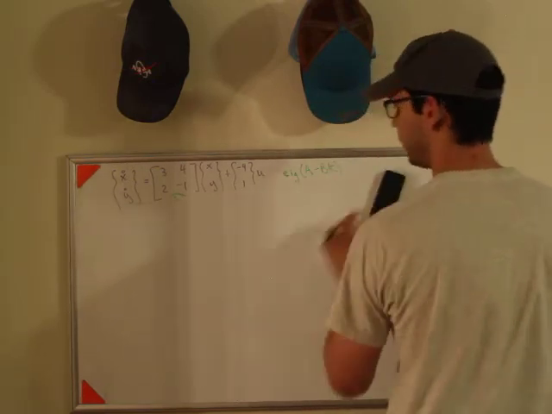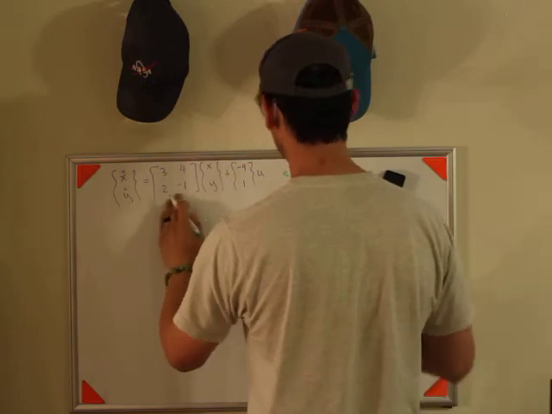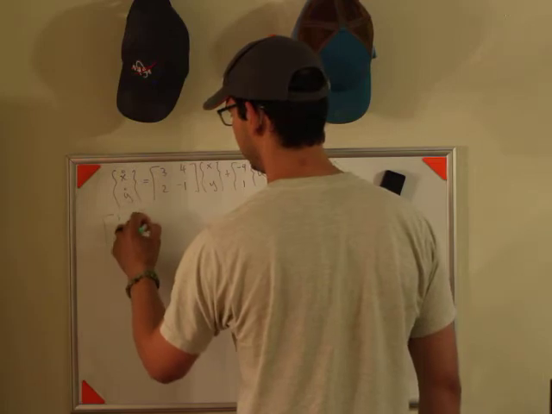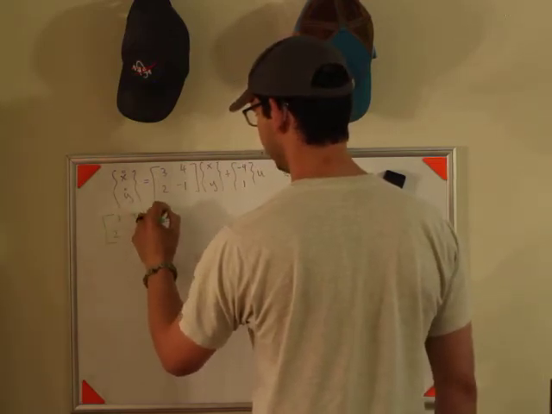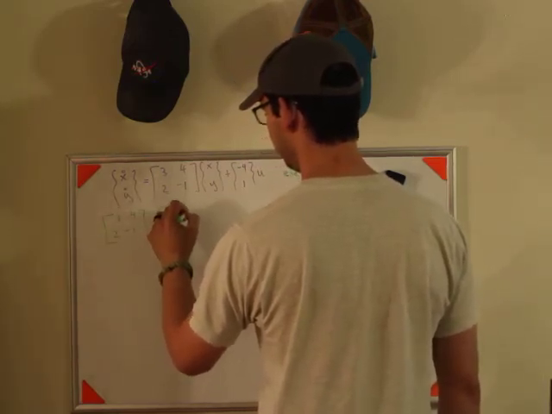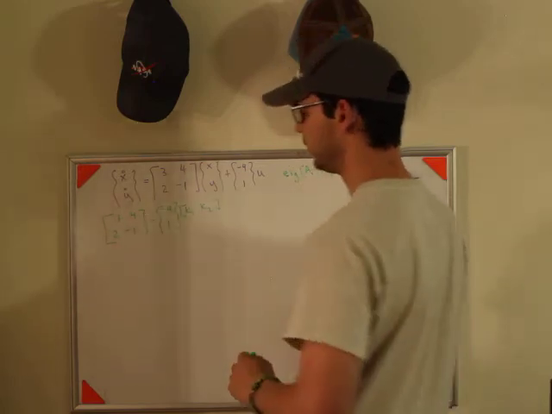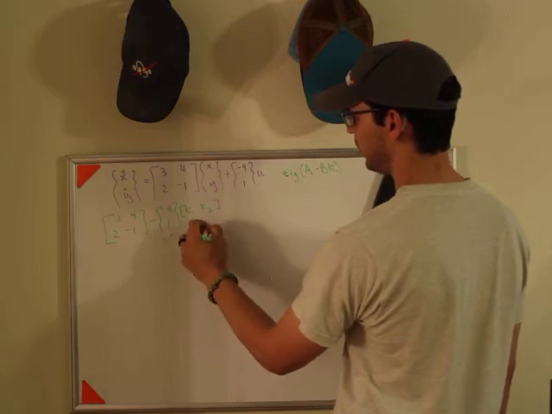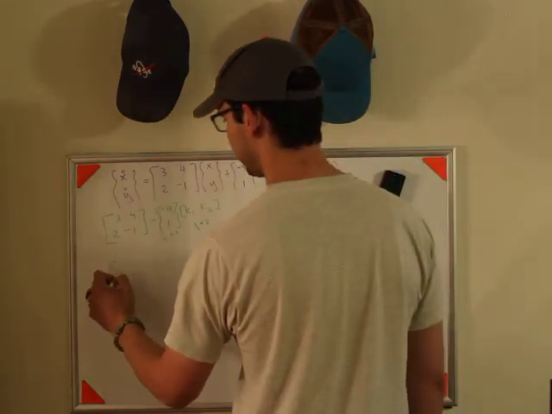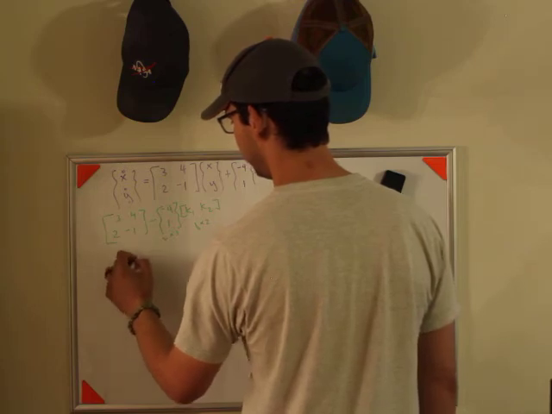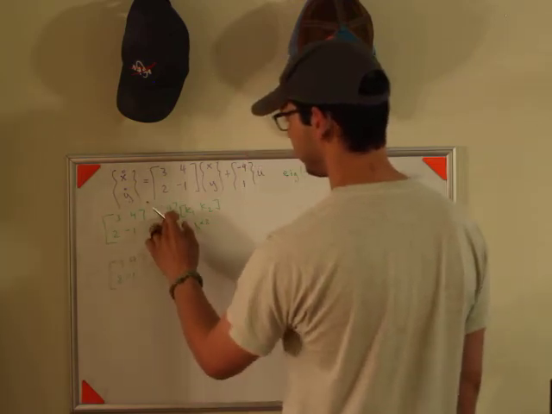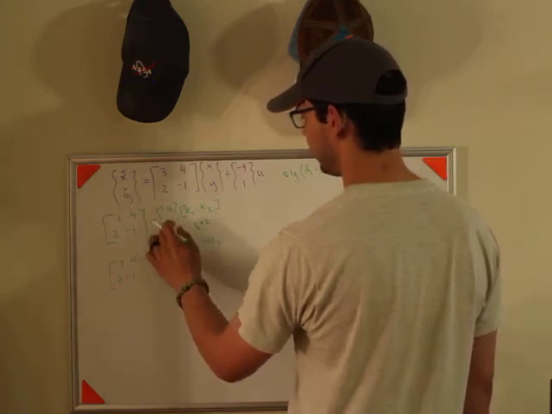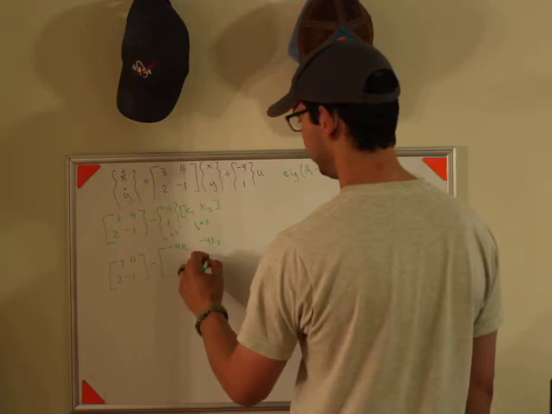Okay, so here we go. First, let's compute A minus BK. My A matrix is 3, 4, 2, negative 1. My B matrix is negative 4, 1. My K matrix is K1, K2. This is a 2 by 1 times a 1 by 2. So when you multiply this out, you're going to get 3, 4, 2, negative 1, minus a 2 by 2: negative 4K1, negative 4K2, and then 1K1, 1K2.